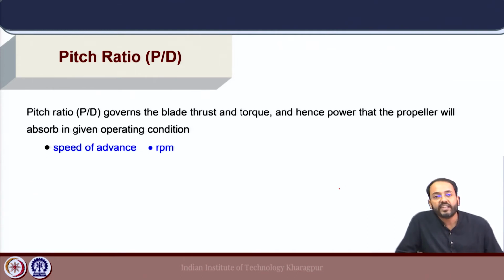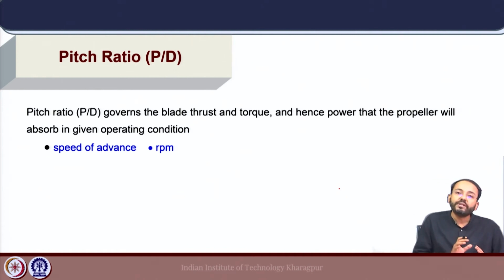Now, the next factor which is very important for designing propellers, and it will play a big role in defining the thrust, torque and efficiency of the propeller, is the pitch ratio. We have seen that pitch ratio of the propeller blade relates to the angle of attack of the propeller blade if the flow conditions are kept constant.